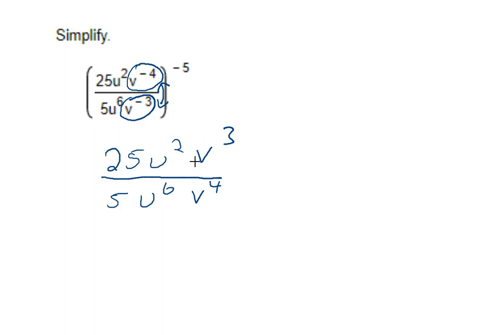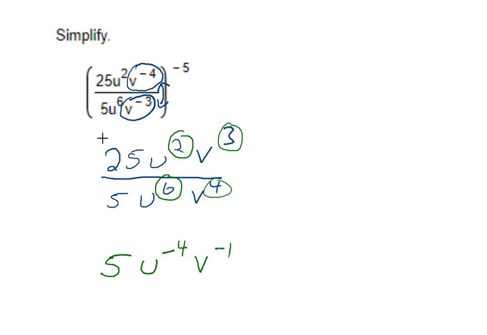And then I'll simplify each of these. So 25 over 5 reduces to 5, right? It's like 25 divided by 5. That's going to be 5. For u, these have the same base, so we will subtract the exponents. We have to go in this order. 2 minus 6, which gives me -4. And then for v, we'll do the same thing. The base stays the same. We'll subtract in this order. 3 minus 4, which gives me -1.